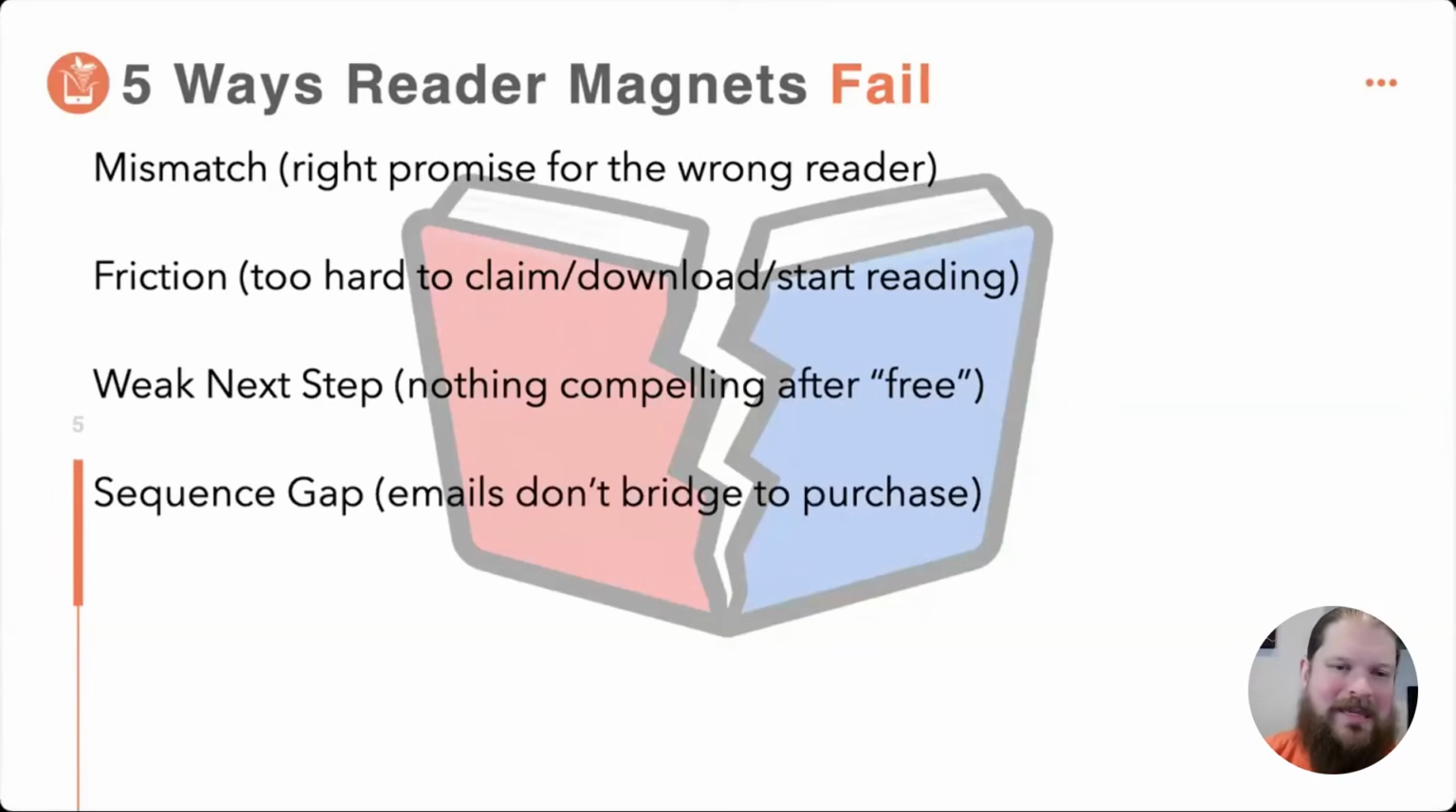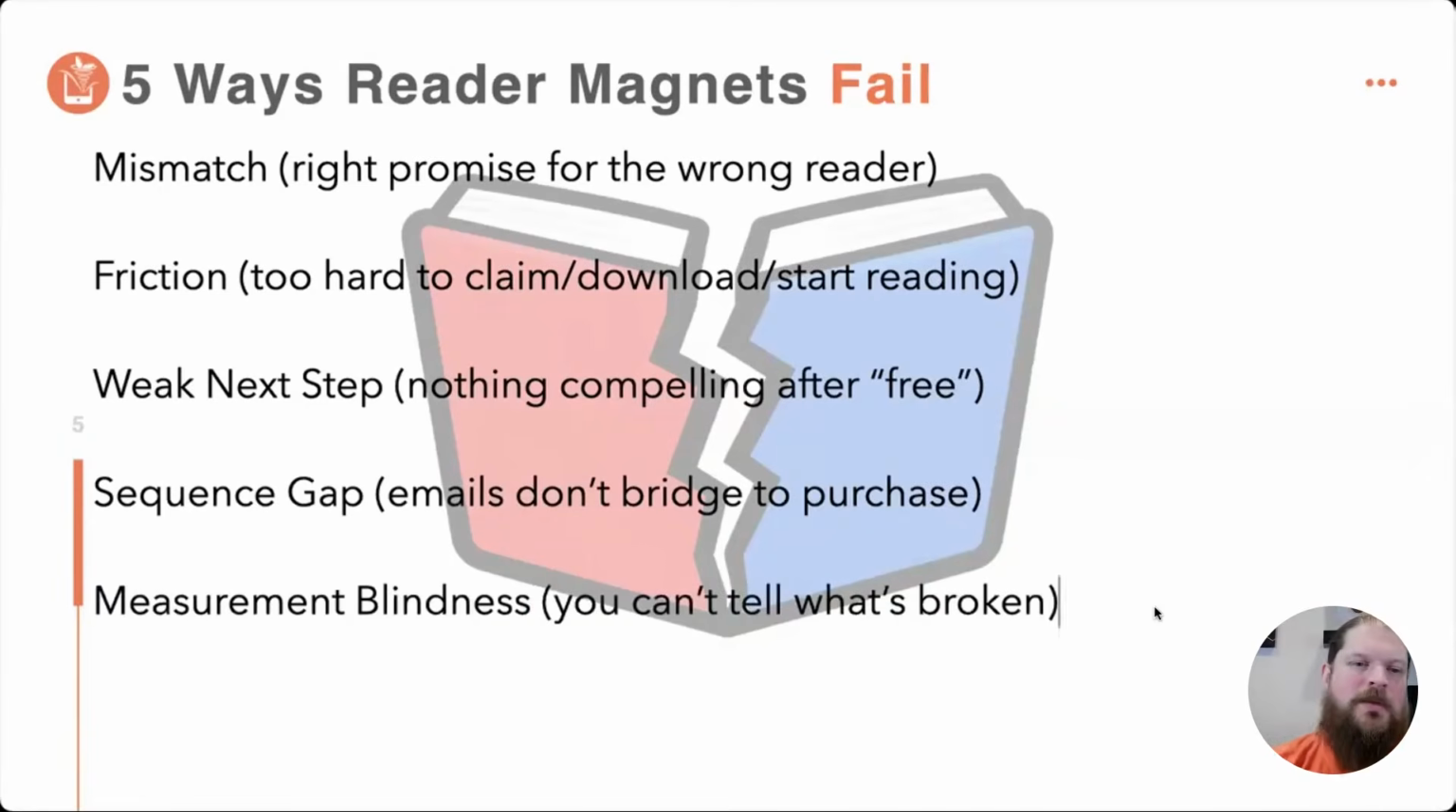And then there's a sequence gap. Emails, typically this would be like an automation sequence, follow up after your reader magnet, doesn't bridge the gap to the purchase or the review or whatever it is you want them to do, right? There's a gap in there that we need to fill.